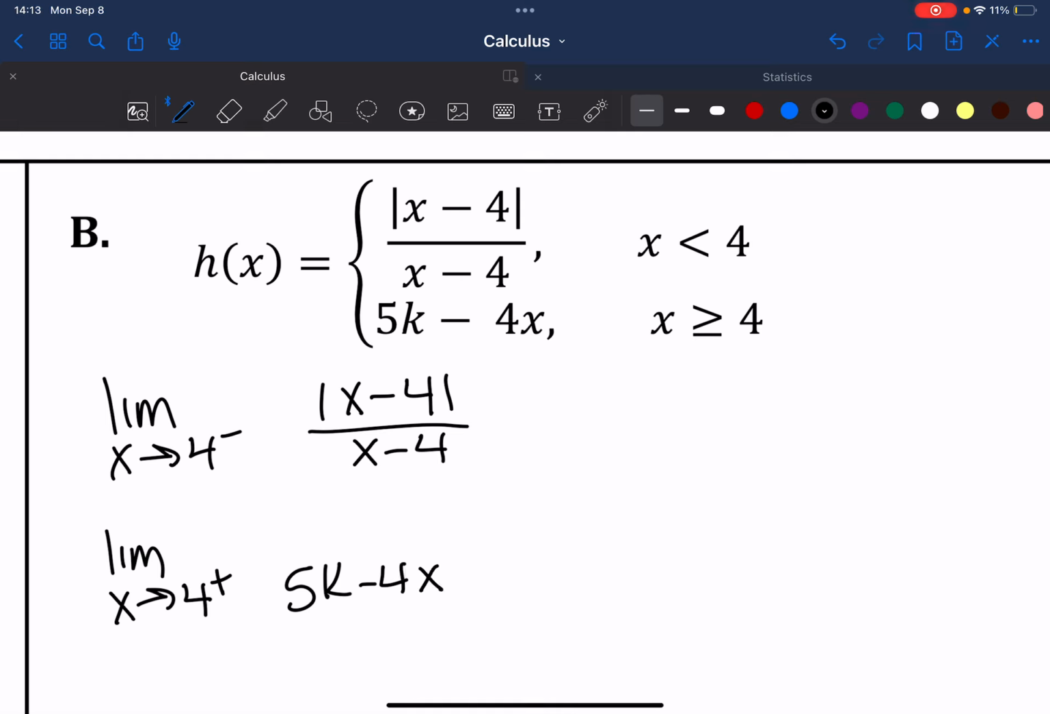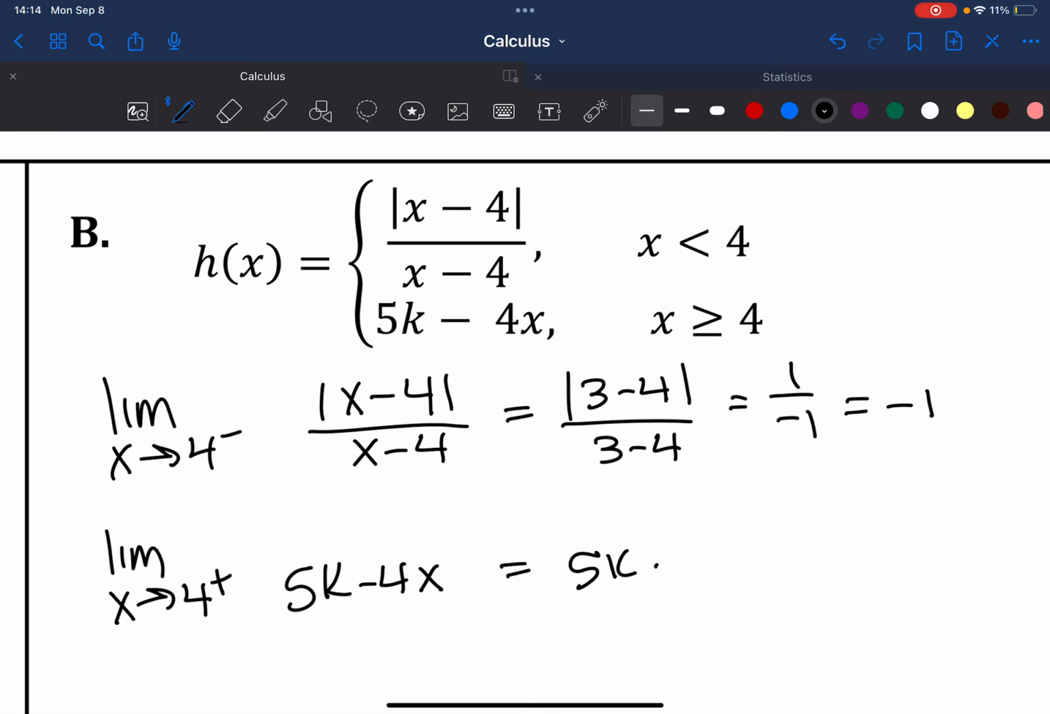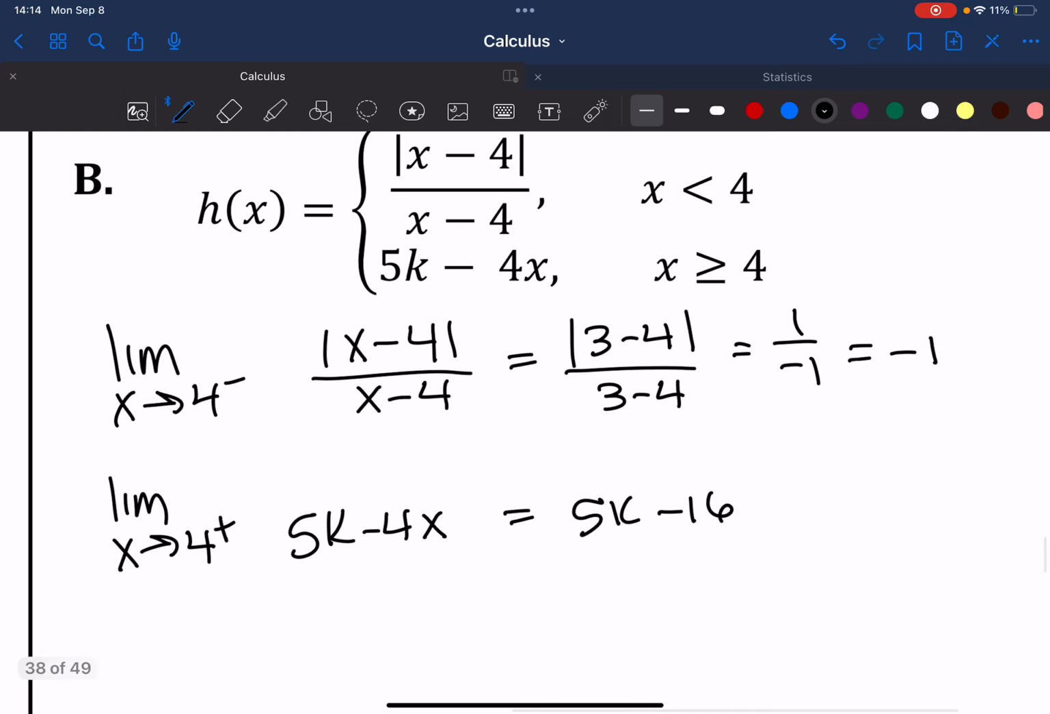Well, notice in this first one, if I was to plug in 4, I would get undefined. So I need to pick a number to the left of 4. In this case, I'll pick 3. So the absolute value of 3 minus 4 over 3 minus 4 gives us 1 over negative 1, which is negative 1. And then plugging in 4 for x as x approaches 4 from the right, I get 5k minus 16. Well, in order for my limit to exist, the limit from the left and the right have to be equal. So I have 5k minus 16 is equal to negative 1, which means k is equal to 3.